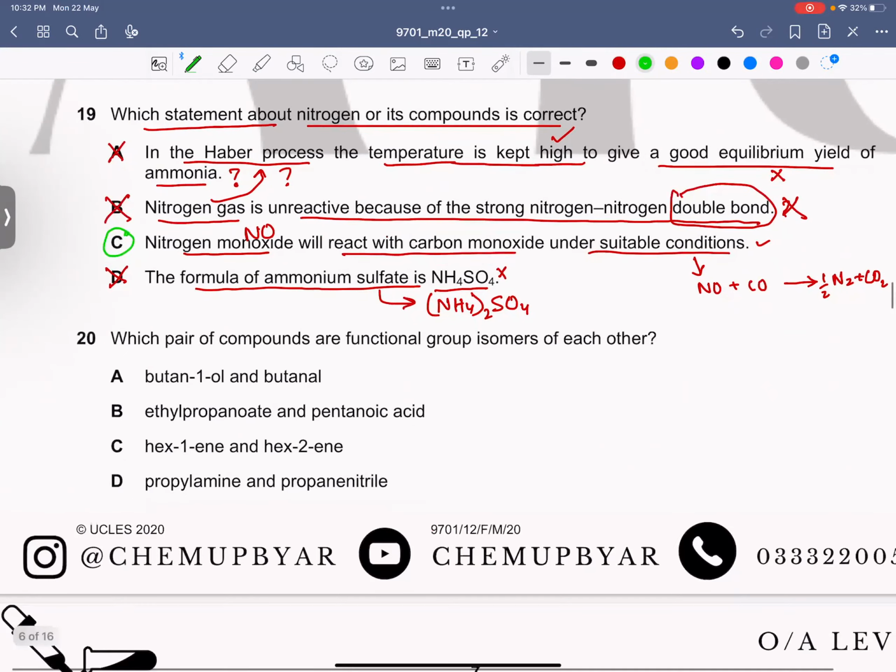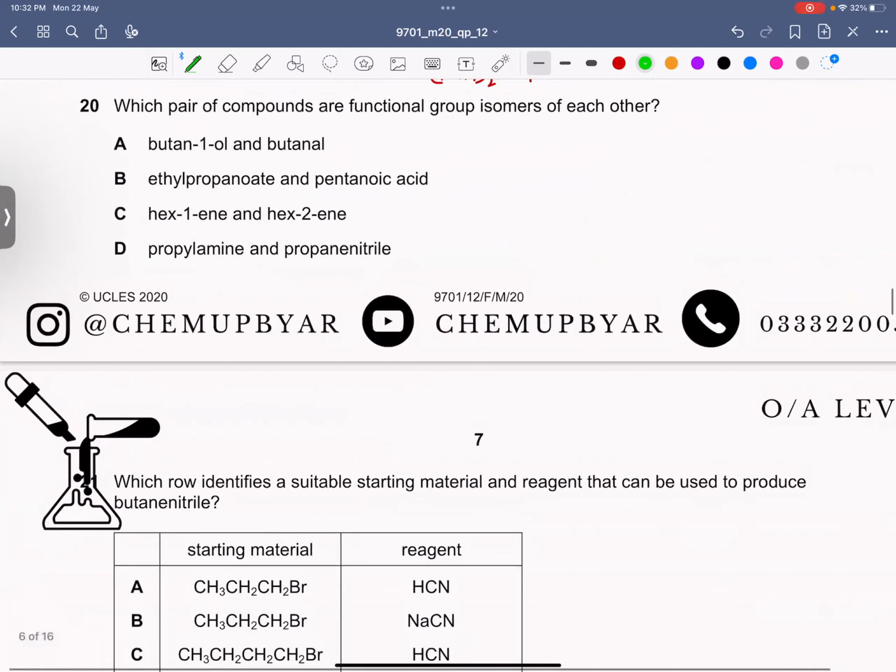Now question number 20. Which pair of compounds are functional group isomers of each other? Okay. Now, in the previous pattern, where you have a section A and section B in the MCQ paper, you are going to find the last 10 or 11 questions, from the 20th or 21st till 30, all from organic. All these questions are from organic.